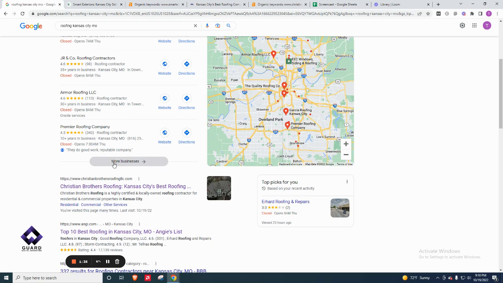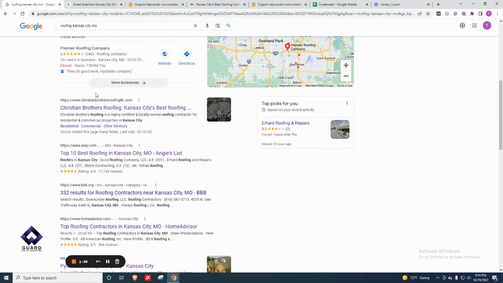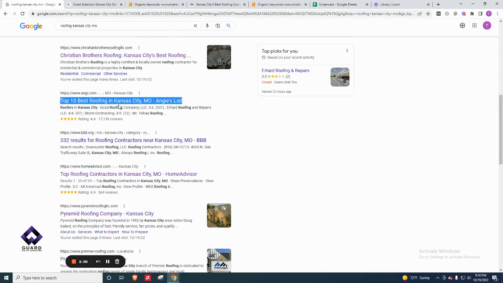And that's because most people are never going to hit this more businesses button, especially when they're seeing the amount of reviews and the ratings that they have, okay? So you need to have a Google business profile, and it needs to be extremely optimized to be able to get these top three spots. But once you do, it'll pay in dividends, okay? So two different sections to be within right now, right? Then underneath those two, we have the organic listings.